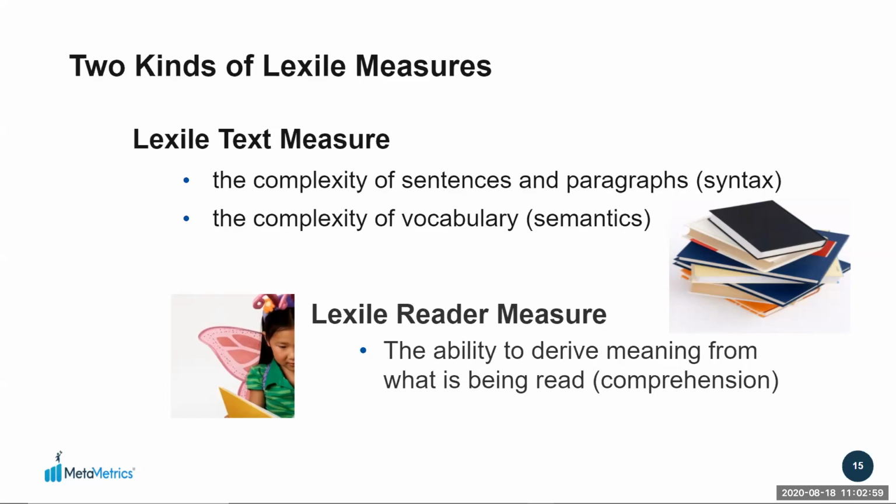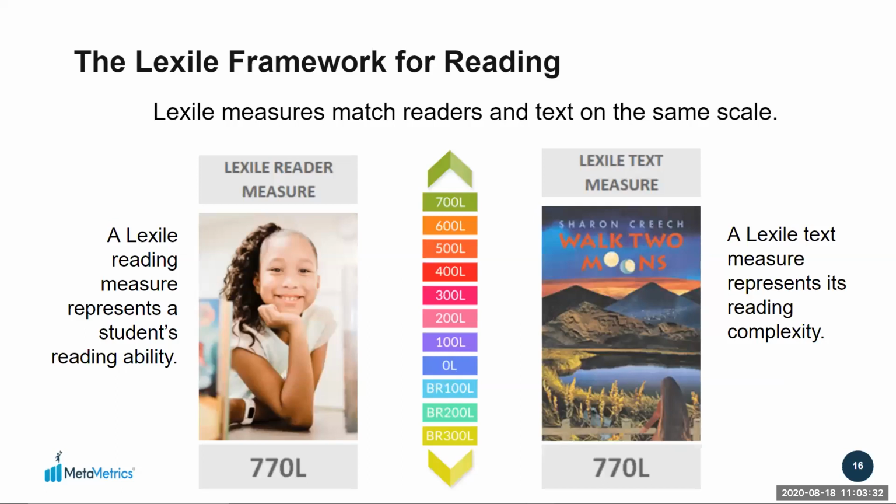less challenging vocabulary. On the reader's side of the Lexile framework for reading, when we talk about a Lexile reader measure, we are simply talking about the ability of a reader to derive meaning from what they are reading. In other words, a Lexile reader measure is a measure of reading comprehension. It is not a measure of fluency. It is not a measure of a student's ability to decode. It is a measure of their reading comprehension only. So, a student who is a 770 Lexile reader is ready to read, independently and without any instructional scaffolding, a 770 Lexile text.